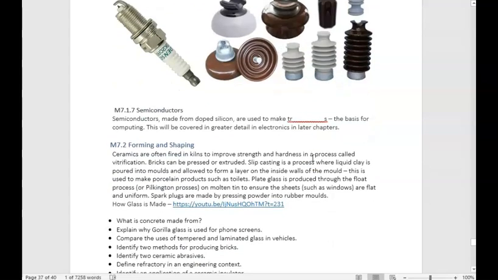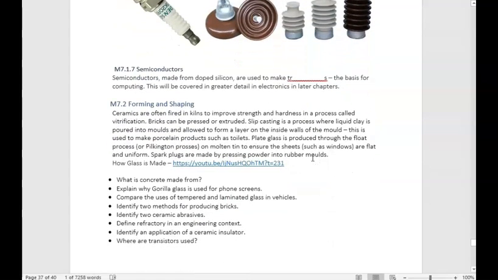So that's insulators. Semiconductors are made from doped silicon. They are used to make transistors, the basis for modern computing. What do we make computers out of? Transistors, pretty much. There's some other stuff, but mostly it's transistors. This is covered in much greater detail in later chapters. I have already recorded quite extensive videos where I talk about transistors, but for the moment, that's enough for chapter 1, year 11.